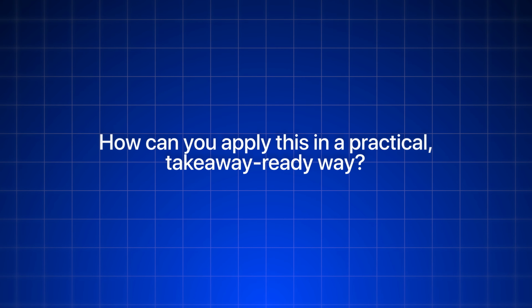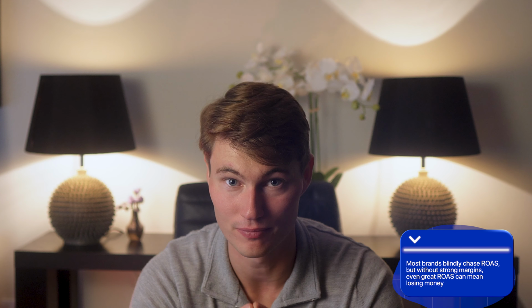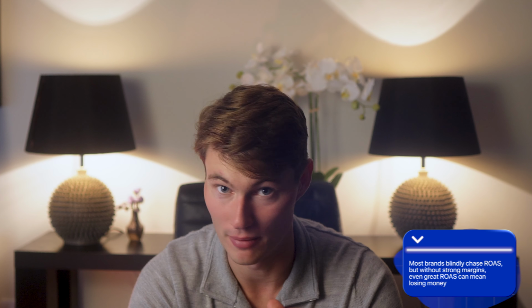So how can we turn this into a practical thing that you can walk away from this video with? How do you map this all out? It's very easy. You can use a spreadsheet or even a MER board to visualize it. Start with your AOV at the top, then break down each cost layer and you'll see your true ad budget. And unfortunately, here is where most brands mess up. They chase ROAS blindly. You can have a killer ROAS, but still be losing money if your margins don't support it. That's why MER and ACOS are more truthful. They're tied to your actual bottom line.